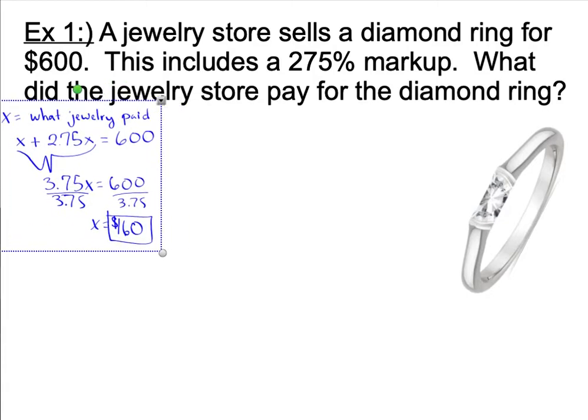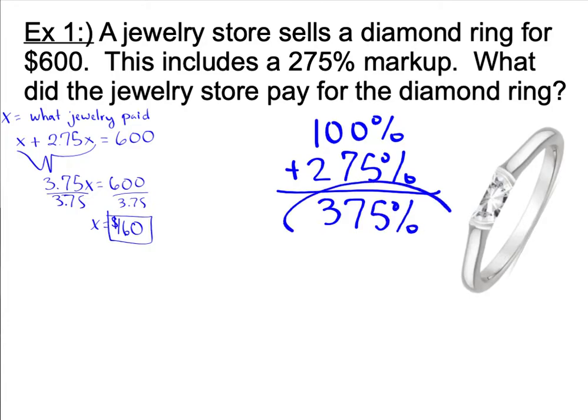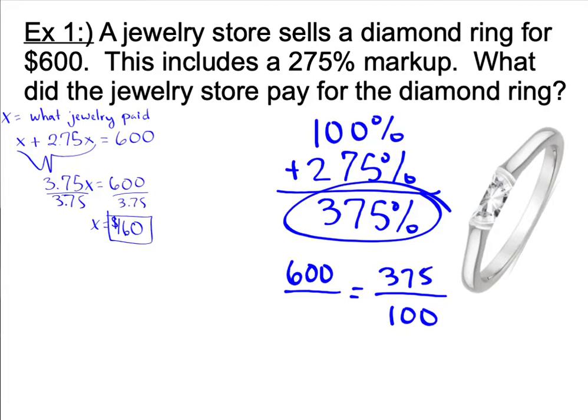You would have to start out with, since it is a markup, your 100% and you're going to mark it up 275%. So before you start, you do need to know this 375%. That is what you are going to pay. 375% of the original is $600. So $600 is 375% of the original price.